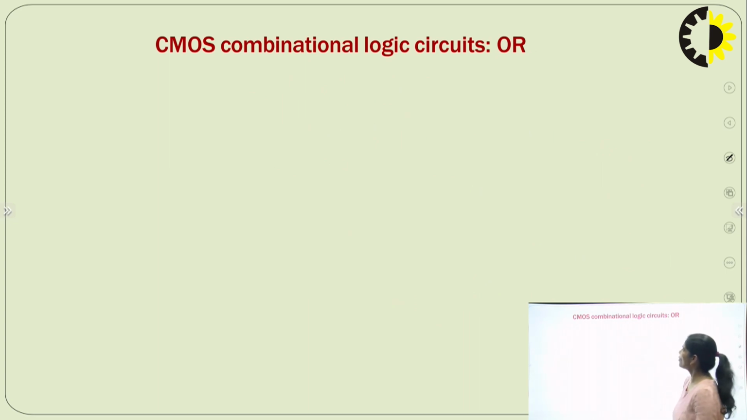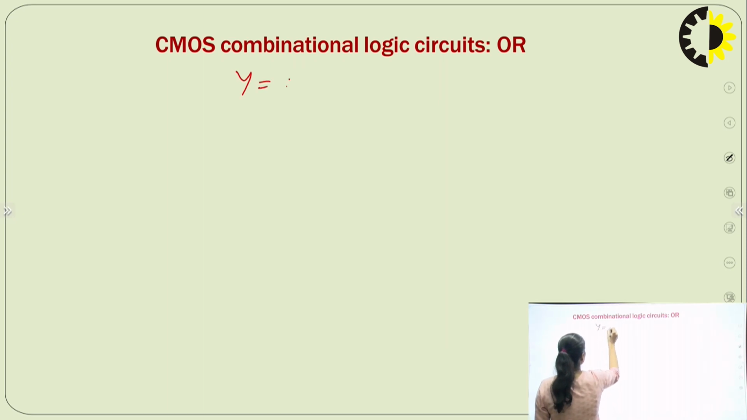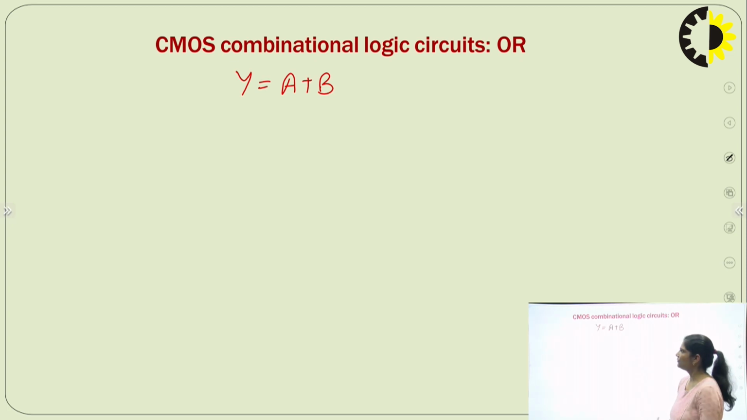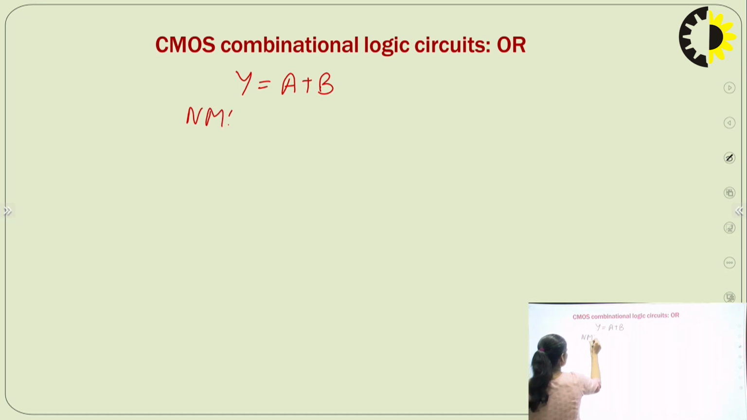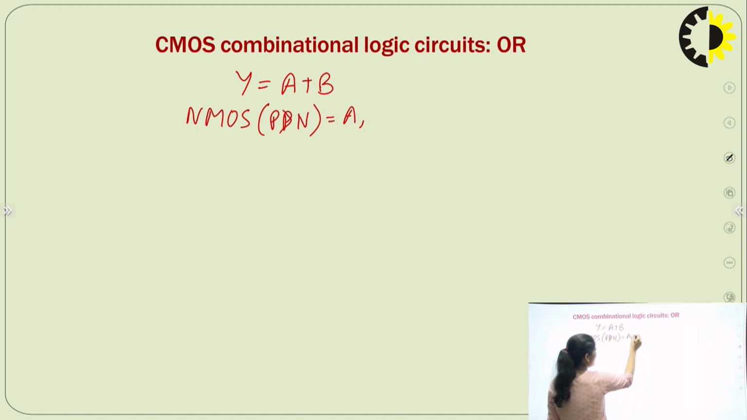Now, CMOS combinational logic circuit: OR gate. OR means Y is equal to A plus B. So here you have to implement the CMOS implementation of this OR gate. Its logic equation is Y equals A plus B. It means A and B are connected in parallel in the case of NMOS. Here NMOS is the pull down network, and A and B are connected in parallel.